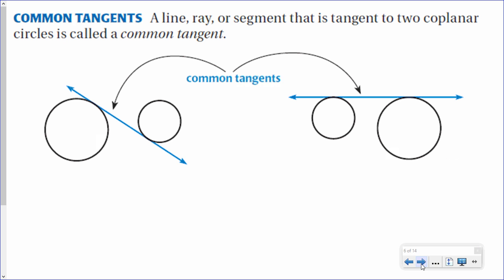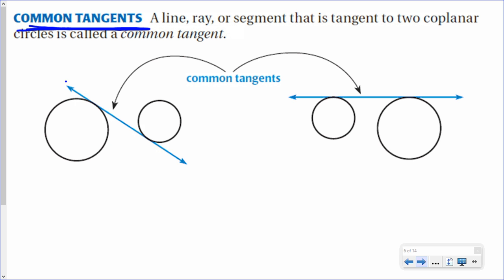Okay, your next heading is common tangents. If you just think of common tangent, you know what a tangent line is. It hits a circle on the outside. So now this is talking about 2 circles. How many different ways can you draw a common tangent? So don't put this in your notes. Just watch me as I draw them.